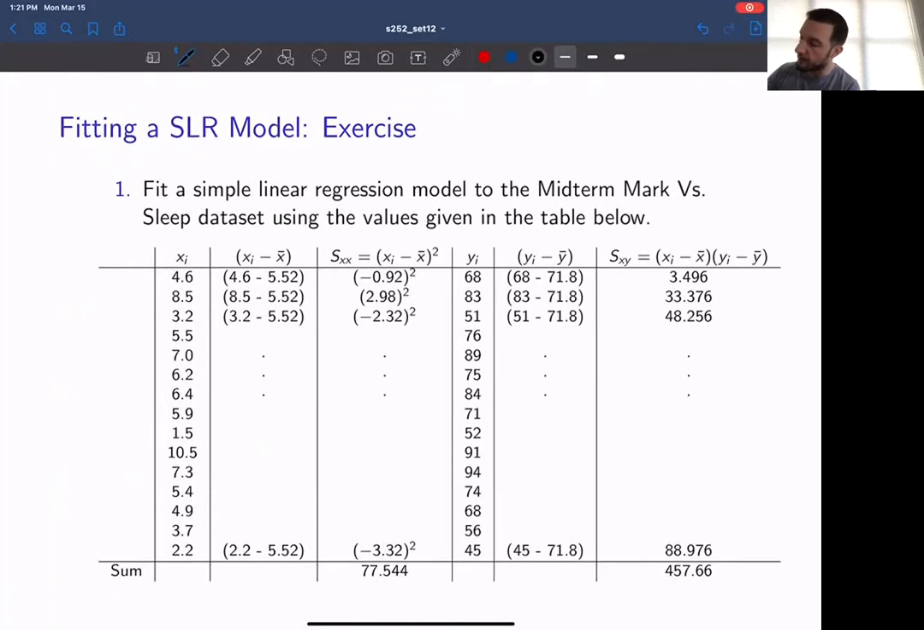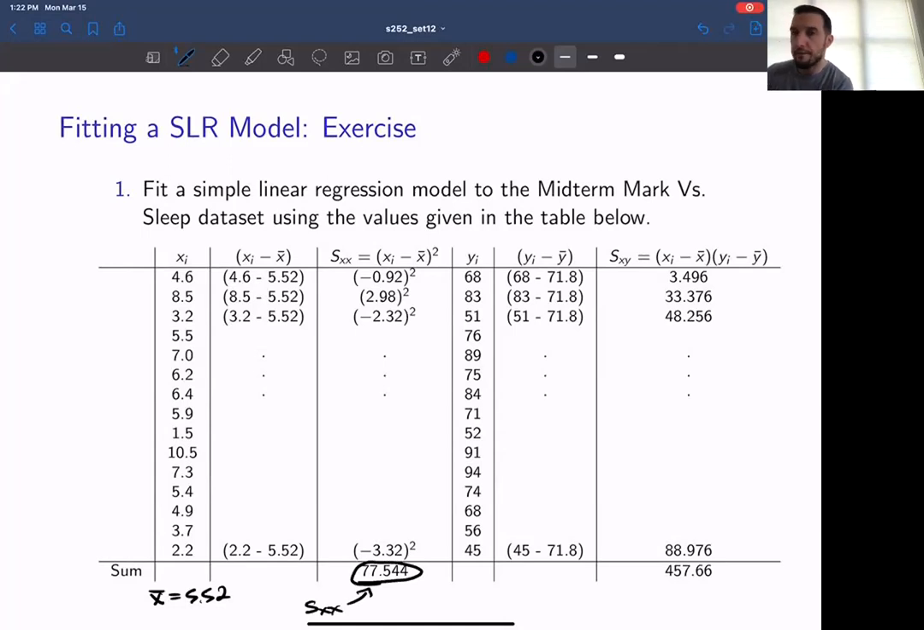You can see that we have our xi values in the first column. The mean of the xi values is found in the normal way, and it's equal to 5.52. So we have 4.6 minus 5.52, then we take the square of that difference, which is negative 0.92 squared. Then we have 8.5 minus 5.52, and we take the square of that, which is 2.98 squared. Then we have 3.2 minus 5.52, and the square of its difference is negative 2.32 squared. We do that for every single value in the data set, and then we sum the squared differences. So this value here is SXX.